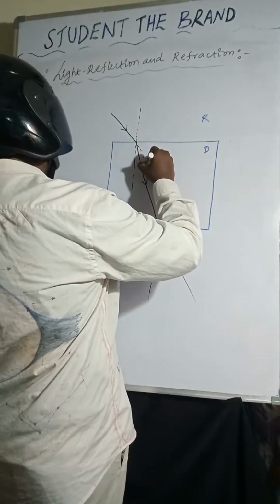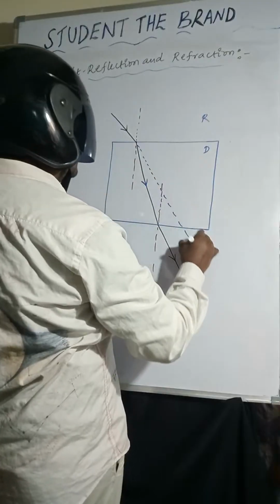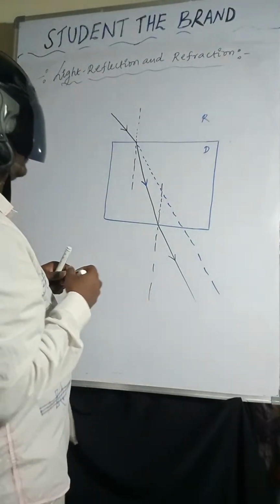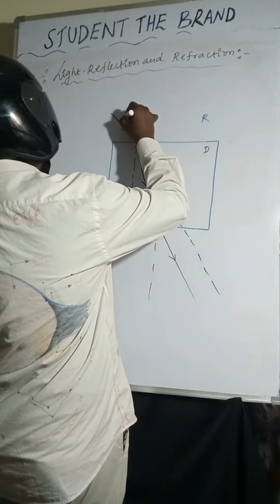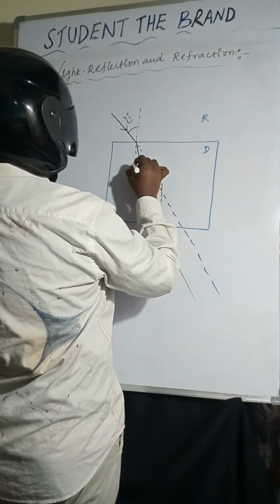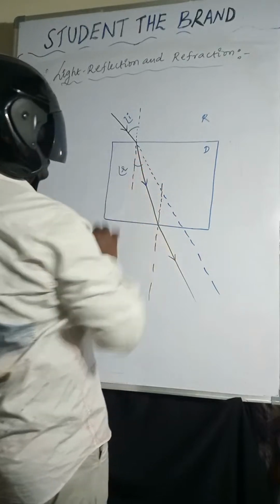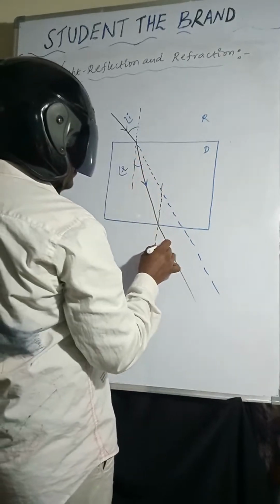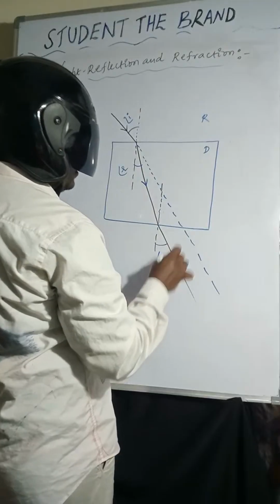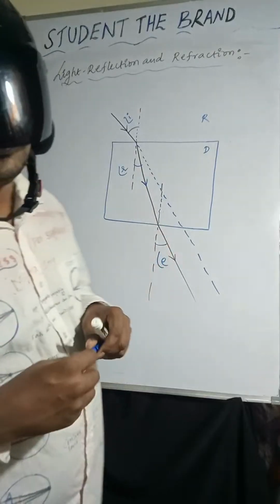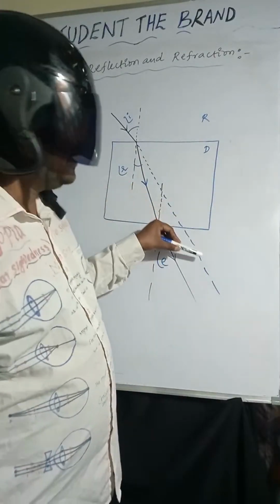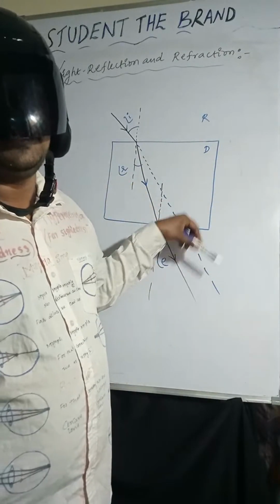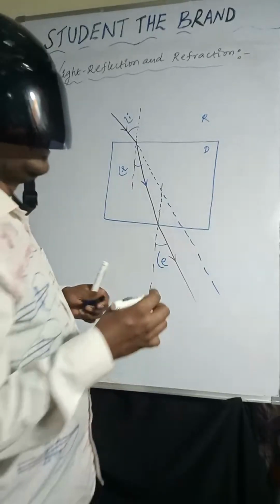The angle between the incident ray and the normal line is called the angle of incidence. The angle between the refracted ray and the normal line is called the angle of refraction. The angle between the emergent ray and the normal line is the angle of emergence. The distance between the emergent ray and the extended incident ray is called lateral shift.